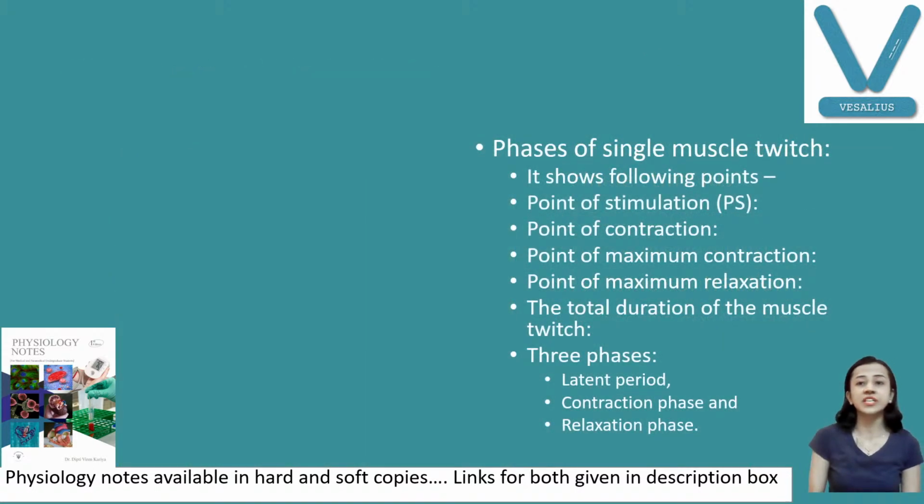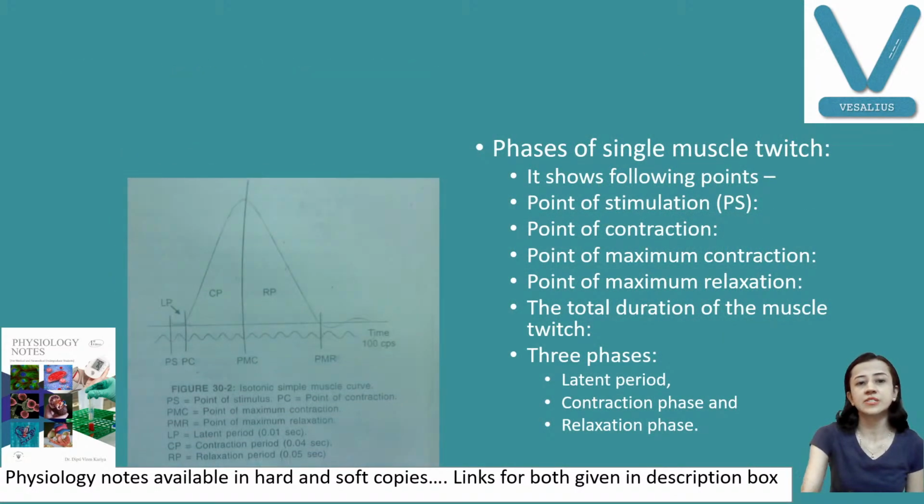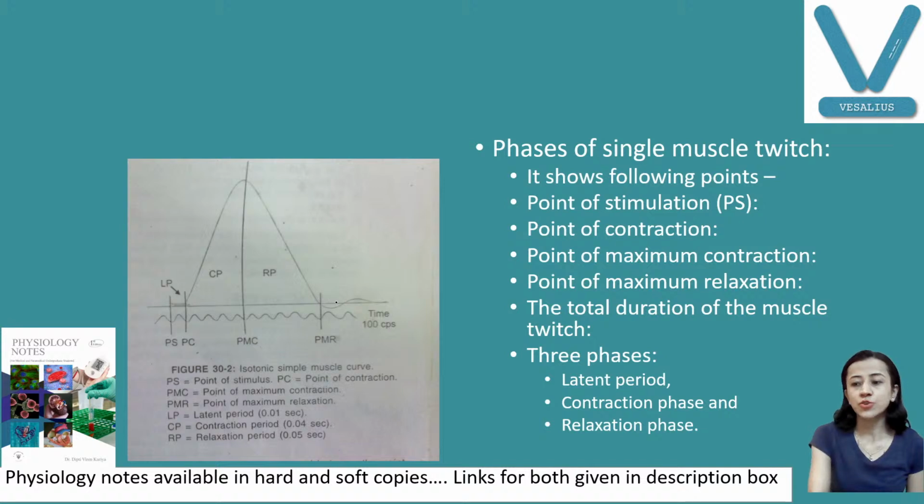Now we discuss the various phases of simple muscle twitch. You can see here it has the following phases. Number one, this is the point of stimulus. This is the point of contraction, the point from which contraction starts. Third, this is the point of maximum contraction. So it reaches its maximum, then it starts relaxing. Then the point of maximum relaxation here.